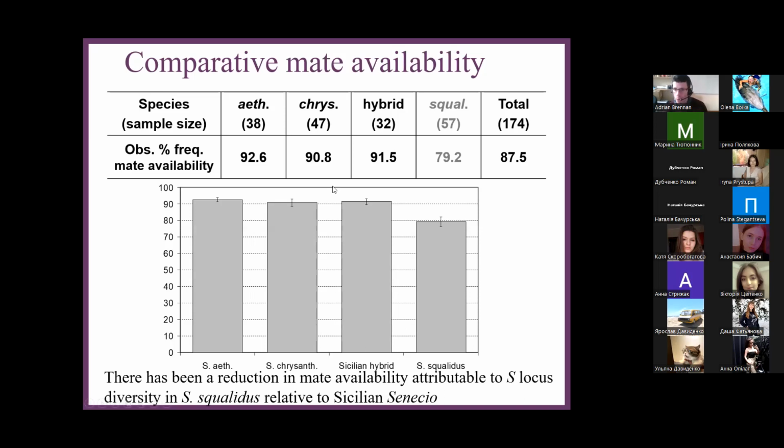However, when you convert that to mate availability measures, so the average proportion of individuals that any one individual can mate with, you can see that although there was a large reduction in S allele diversity, there's a less extreme loss of mate availability. On average, a UK individual can mate with 80% of the other individuals in a population, compared to more than 90% in Sicily. So there's a slight fitness cost, but it's not huge. And probably it's this that has allowed this invasive species to maintain its outcrossing system, even though it is an invader.